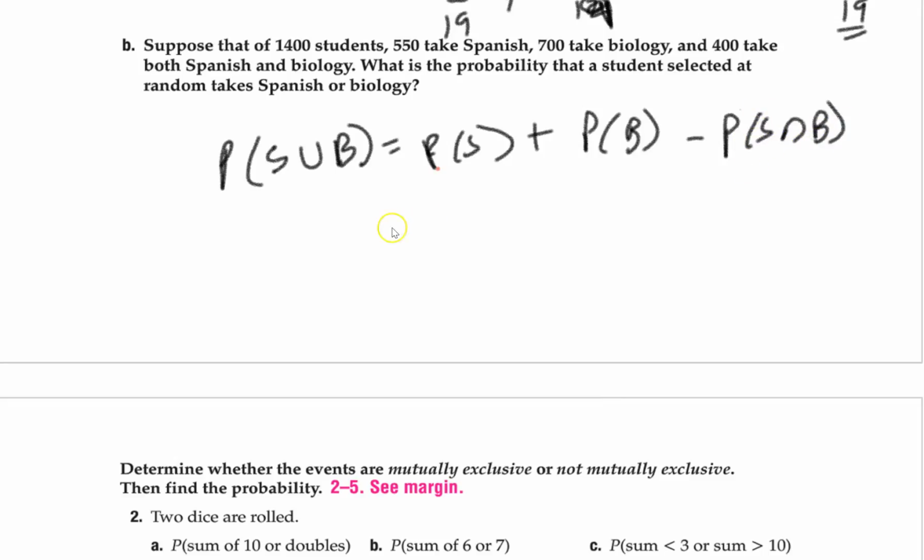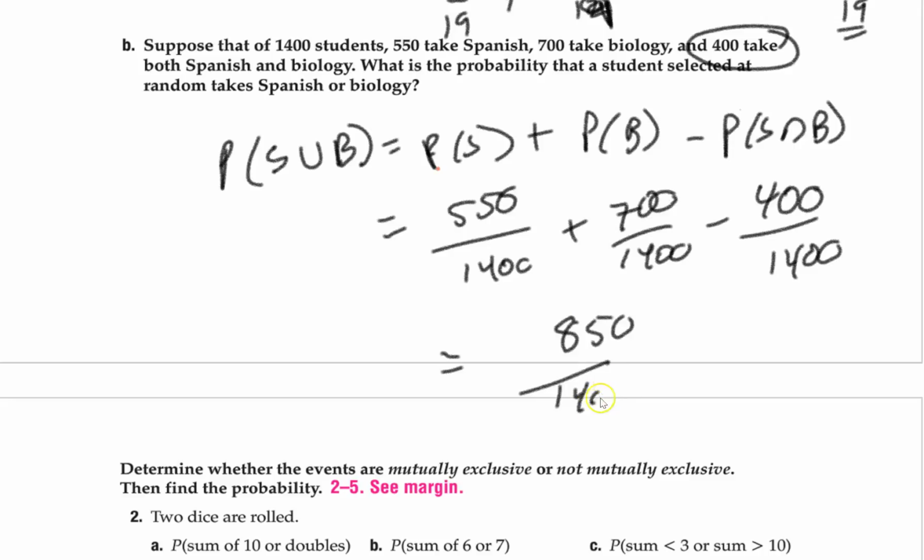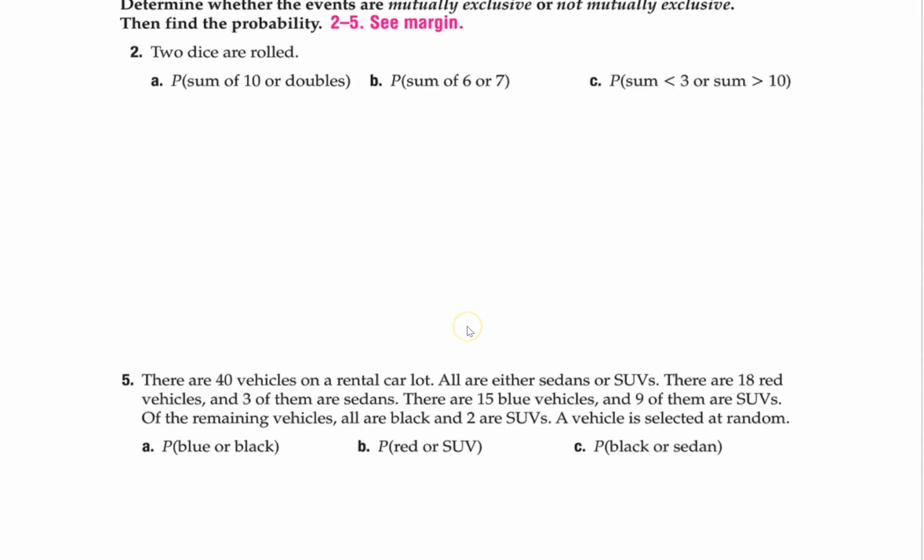Now in this case, the probability of Spanish is 550 over the total 1,400. Probability of bio is 700 over 1400. And they told me, hey, 400 take both of them. So subtract off what they have in common. These take both Spanish and bio. And if you do a little math, you're going to get 850 over 1400. That's fine. Or if you want to reduce it, 85 over 140. If you want to reduce it, you're a better person than me. So that's those two. Last couple before we're done.